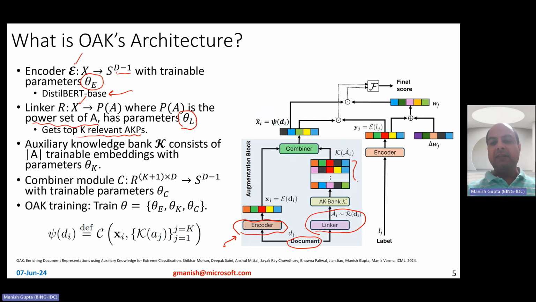Then there is the auxiliary knowledge bank, which, if there are A knowledge pieces in total, contains an embedding for each of them. And then there is a combiner module, which will have its own parameters theta C for attention-based combination. So overall, you have theta E in the encoder, parameters to be trained, theta L in the linker, and theta K being the parameters to be trained for the auxiliary knowledge bank. And then you have the parameters theta C to be trained for the combiner. Remember that the linker is already trained in the first stage. So in the OAK pre-training stage, that is what you end up training. Once you're done with all of that, the combiner combines your input document along with the K knowledge pieces, their representations, in an attention-based manner, so as to give you the enhanced representation for the document.